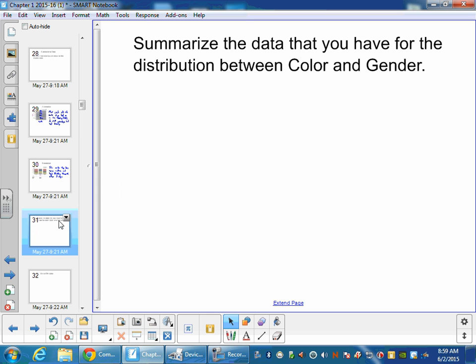All right, now summarize the data that you have for the distribution of color and gender.